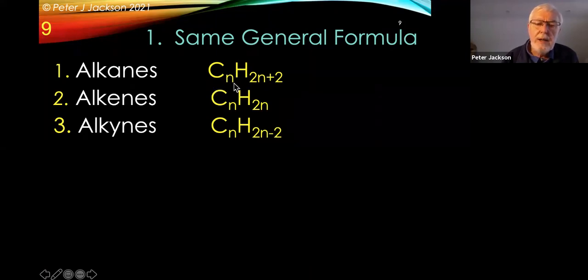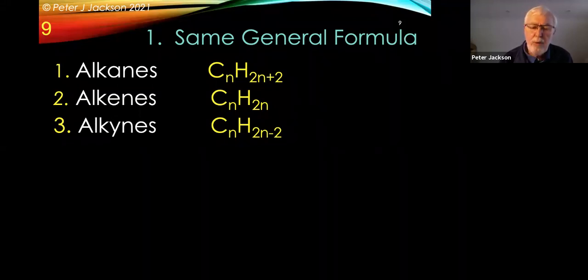In the alkanes, there are twice as many hydrogens, plus 2, as there are carbons. In the alkenes, there are twice as many hydrogens as carbons. And in the alkynes, there are twice as many, minus 2, hydrogens as there are carbons. So if something is made up only of carbon and hydrogen, that's a hydrocarbon, we call it, then you compare the number of carbons to the number of hydrogens, and that will tell you which of those three groups it belongs to, and therefore it will tell you how it reacts with what.